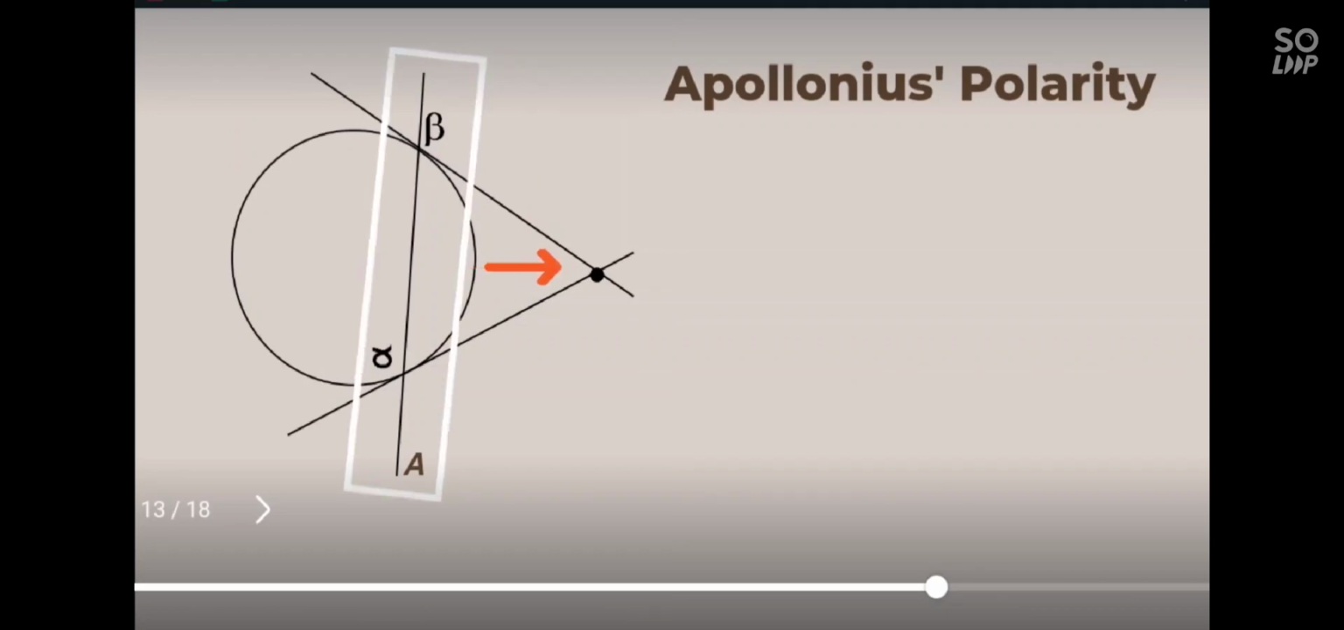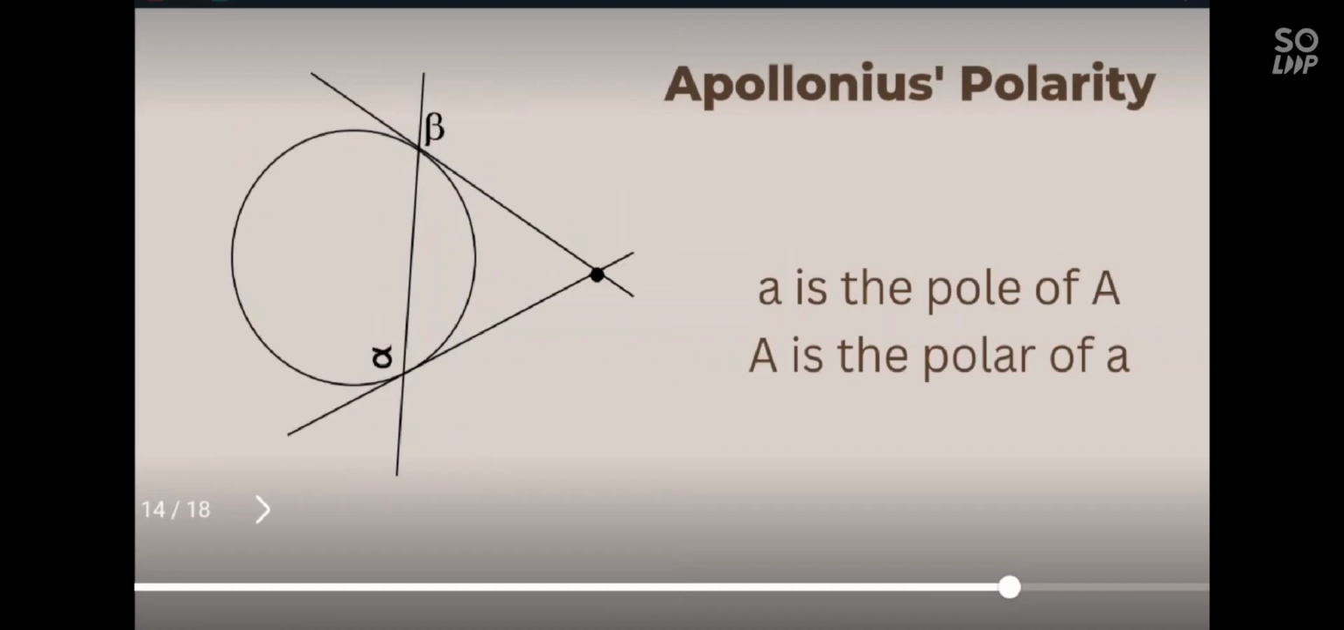I also learned about the terminology here. They say that point a is a pole of the line big A, and the line big A is the polar of little a. I remember that polar is the longer object while the pole is the smaller object.